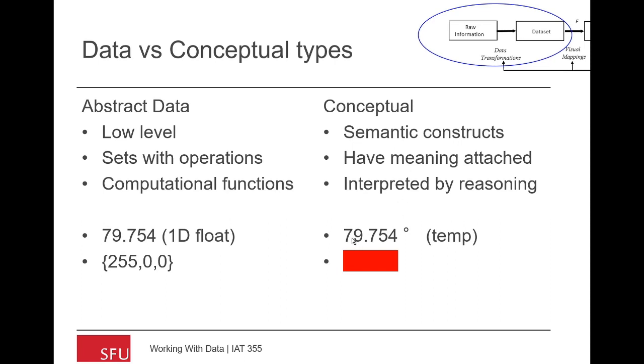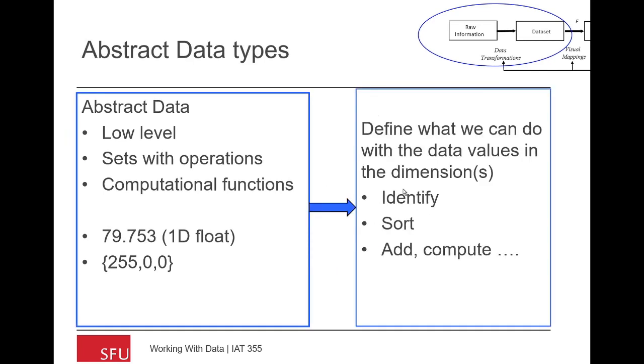So for example, 79.754 is the number of degrees Celsius, a temperature of something. And the trio of numbers here represents RGB color using 8-bit color. And typically, the conceptual type has more information about how it ought to be interpreted. And so one of the stages in data transformation is to transform this abstract, very low-level information, floating point, trio of bytes or 8-bit ints, into information that can define what we can do with the data values in those dimensions.